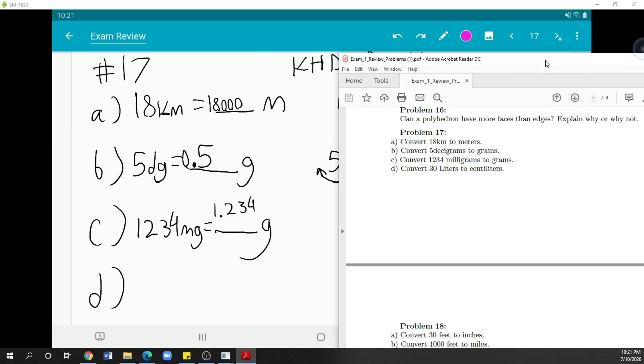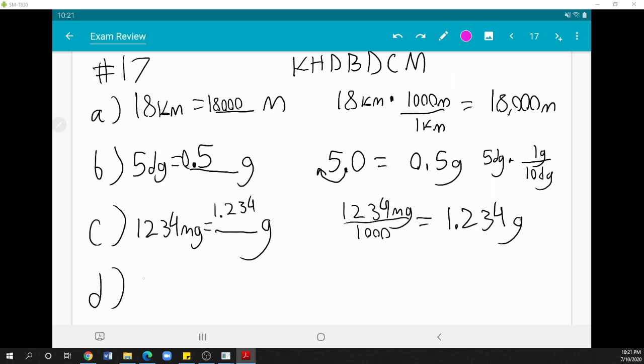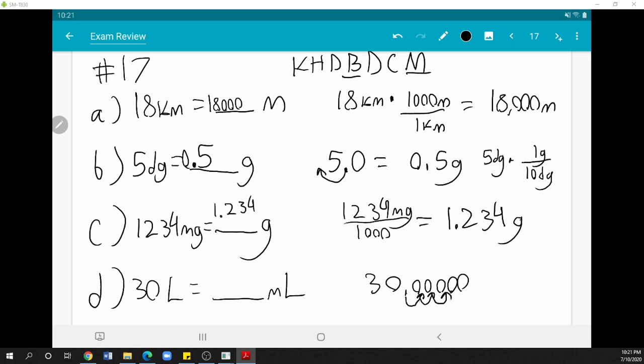Finally, convert 30 liters to milliliters. This L should be capitalized over here. So we're going from a bigger unit to a smaller unit. So we expect the number to get bigger. So here we have 30. We're going from the base unit to the milli. Write as many zeros as you need. We move it over 1, 2, 3 units, and we have 30,000 milliliters. So that would be our metric unit conversions, and it goes back and forth both ways.